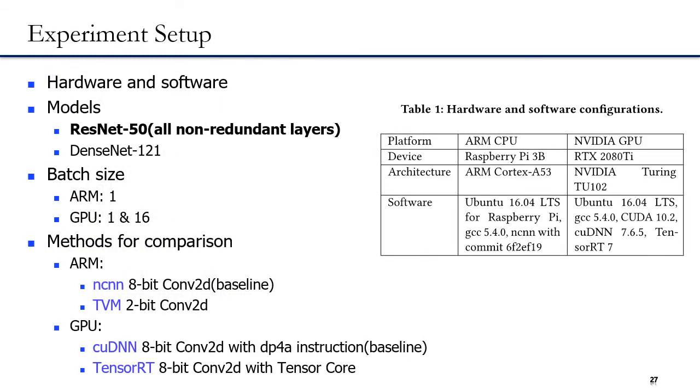This table shows the hardware and software configurations. We choose Raspberry Pi 3B and NVIDIA RTX 2080 Ti. We evaluate ResNet 50 and DenseNet 121. Here, due to the time limit, we only introduce results on ResNet 50. On ARM, we choose NCNN as the baseline. On NVIDIA GPU, we choose cuDNN as the baseline.